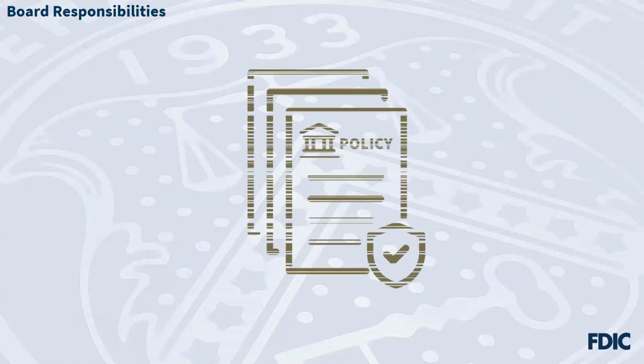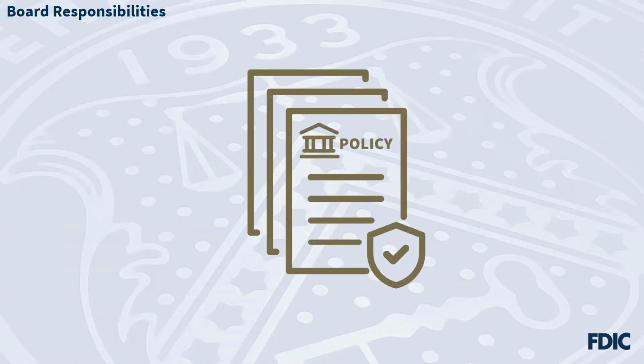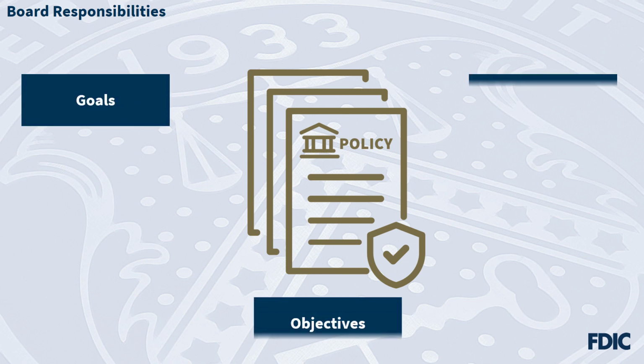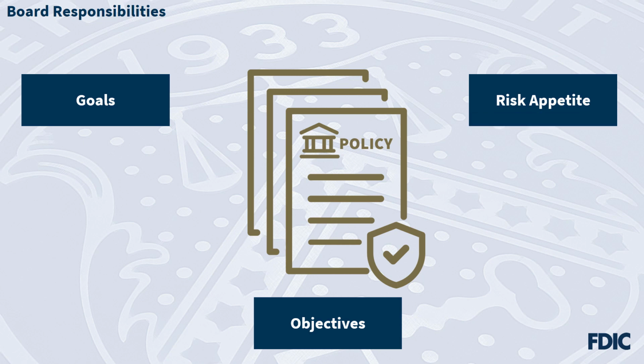One of the key ways the board can fulfill its responsibilities regarding interest rate risk management is by overseeing the development of policies that govern this area. Policies translate the board's goals, objectives, and risk appetite into operating standards that can be understood by bank personnel and are consistent with the board's intent.